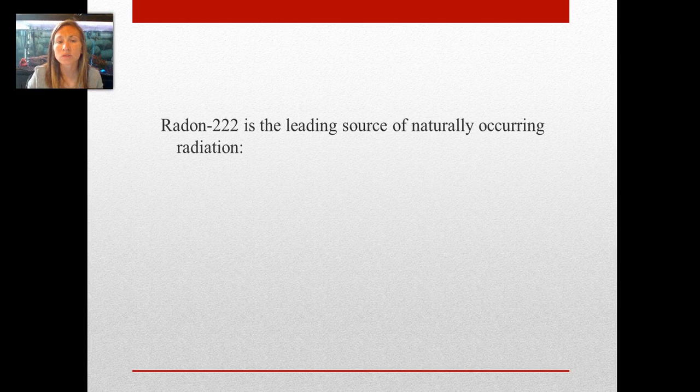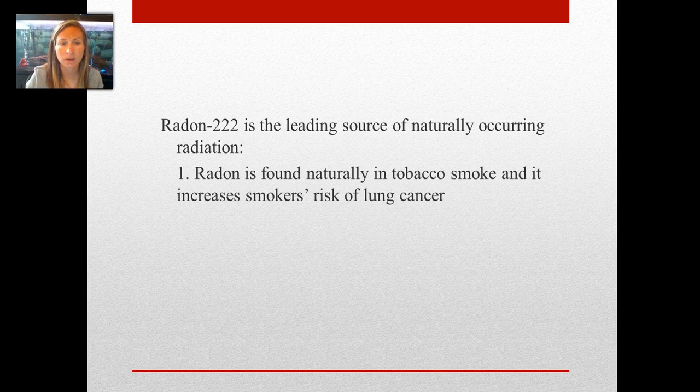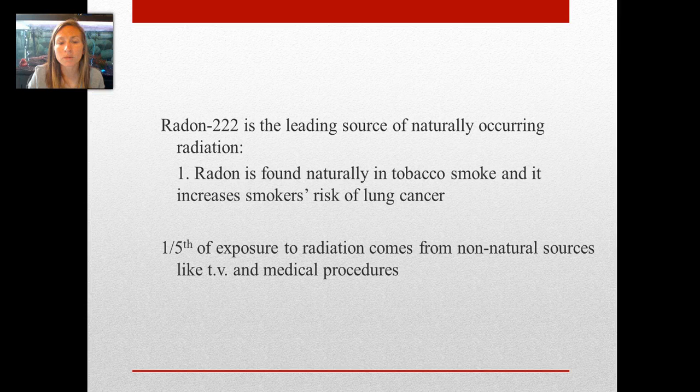Now, radon-222, so that's the isotope of radon, is the leading source of naturally occurring radiation. It is found naturally in tobacco smoke and increases a smoker's risk of lung cancer. So just another reason why you shouldn't smoke. And then 1/5 of the exposure to radiation actually comes from non-natural sources like our TV and then medical procedures, as we mentioned from that pie chart.